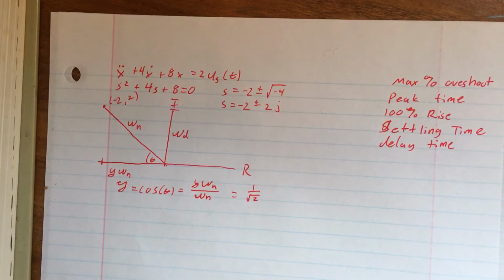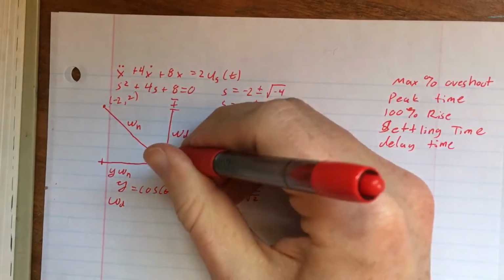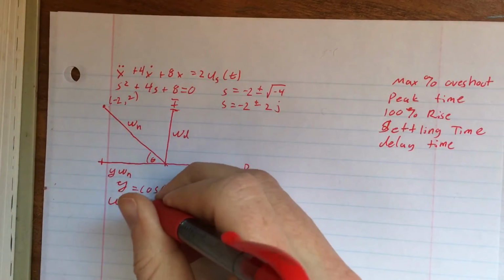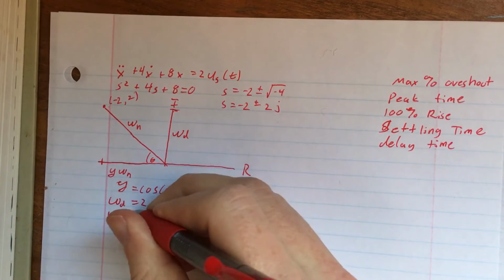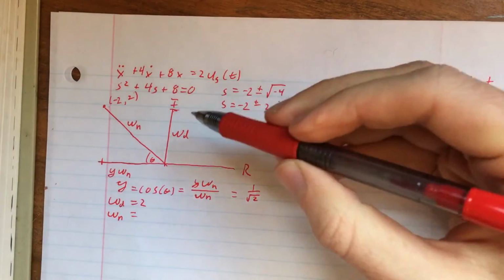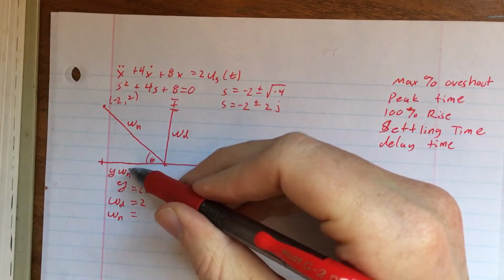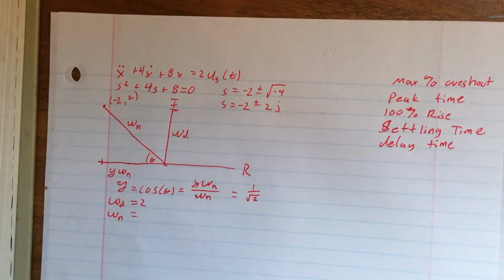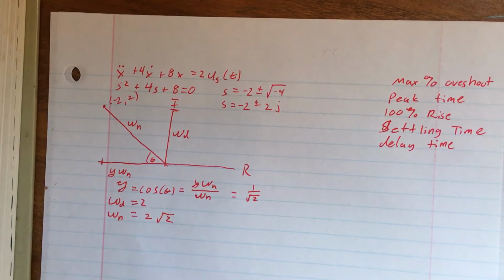We also need to find the damped frequency, which is omega d, and that's simply the value of the imaginary part, so 2. And then the natural frequency, you just use the Pythagorean theorem, so it's this part squared plus this part squared. Take the square root of that. So that's 2 times the square root of 2.